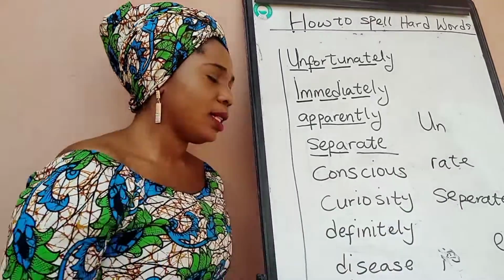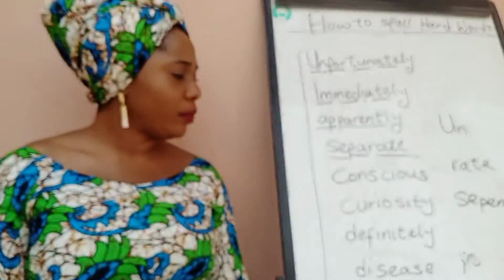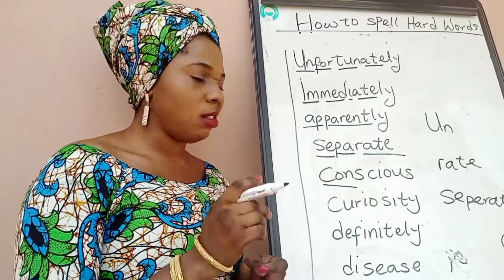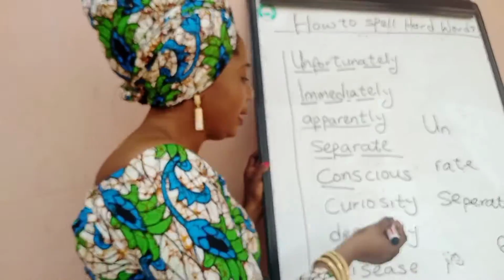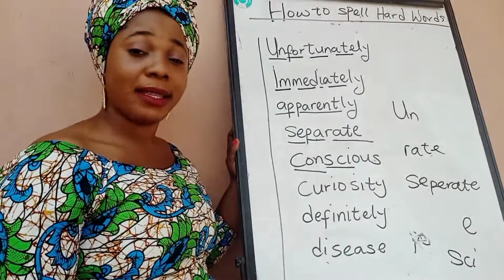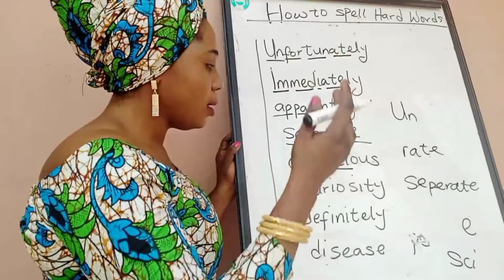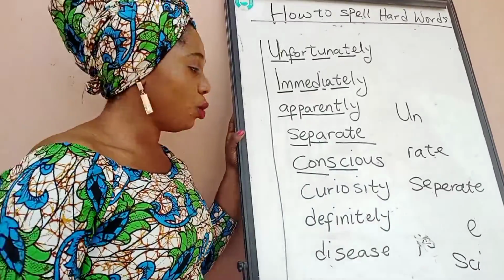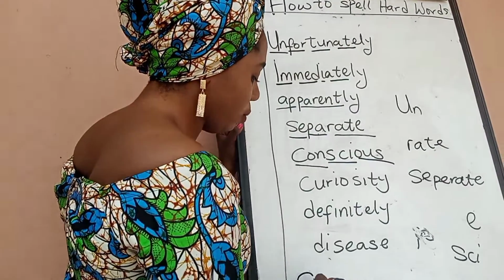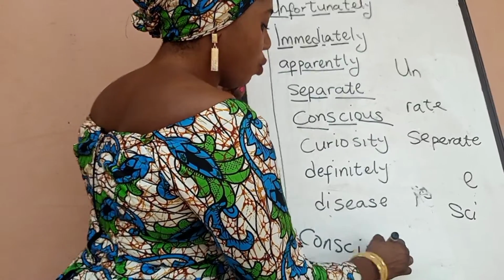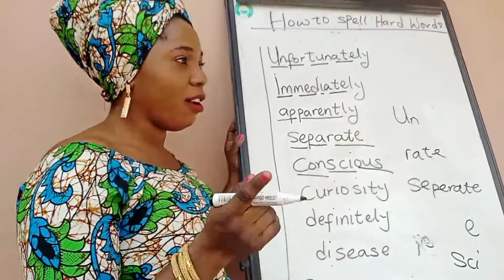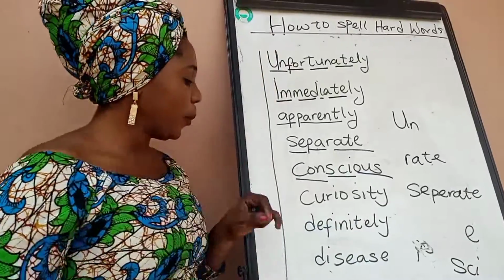Then conscious. See the word conscious. How do we do this? We have the word "con". It's a con star. So con, right? Then science. For science, we have SCI, right? So with this, I can remember science. Then I'll just add my "us", O-U-S. So when you want to spell conscious, you have your con, your science, then O-U-S, conscious. Did you get it?